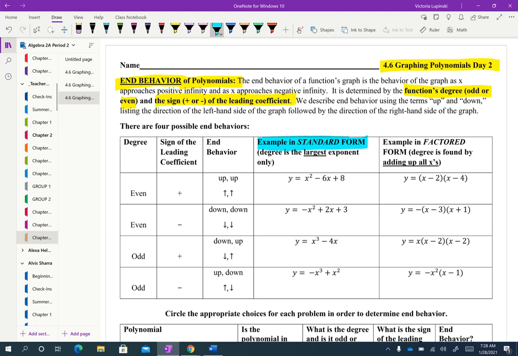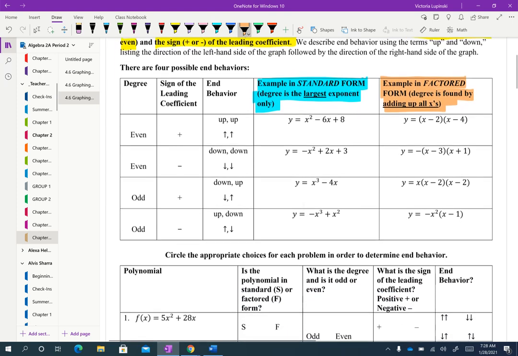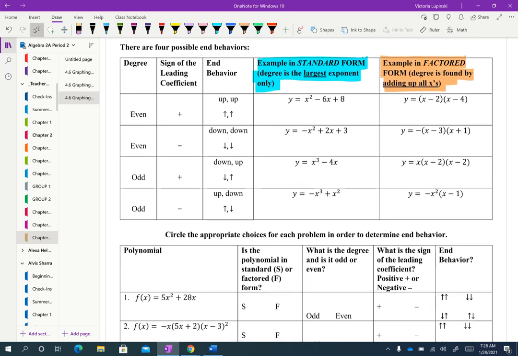So again, when it comes to standard form here in blue, the degree is the largest exponent only. Compare that to when something is in factored form, you have to find the degree by adding up all the x's, including their multiplicity. So before we even think again about graphing from scratch, or about matching, let's make sure that we know how to find the degree from standard form and factored form. First, a little review. Everything in the first and second row has a degree of 2, and everything in the last 2 rows has a degree of 3. But let's make sure we understand why that is using the rules for finding the degree.